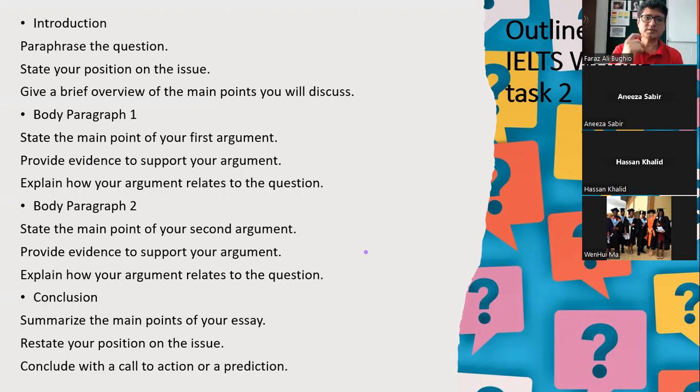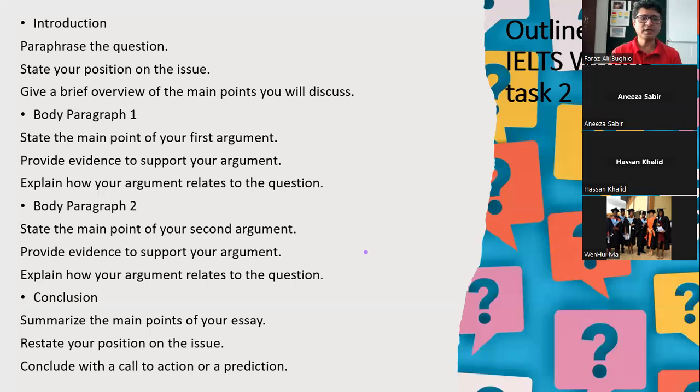Body paragraph 1: state the main point of your first argument. There will always be two arguments. So for the first argument, provide evidence to support your argument, right? Explain how your argument relates to the topic. So give further explanation of how the topic is connected, right?